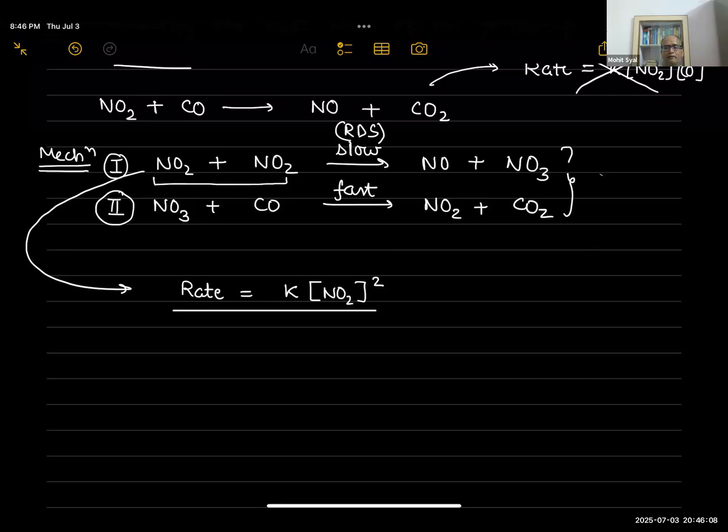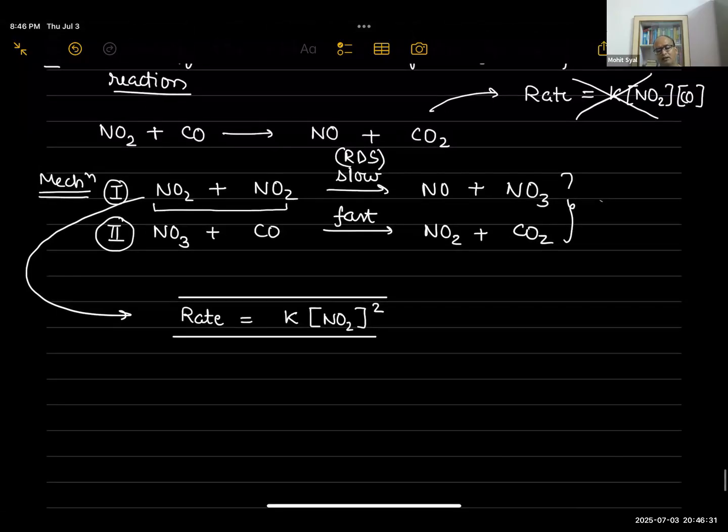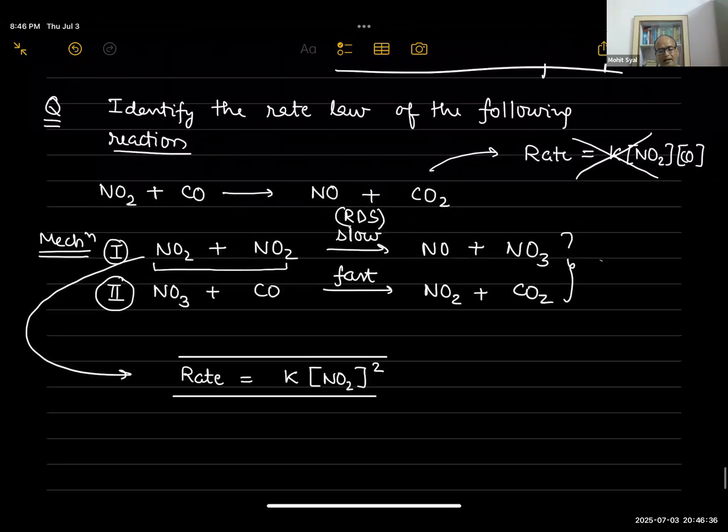Is it clear to everyone? Got it? Yes. So this is how you need to find the mechanism, and if it is given, you can write the rate law directly. Okay. Let me take one more question.